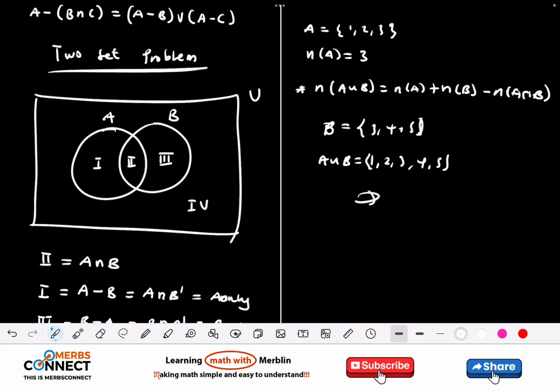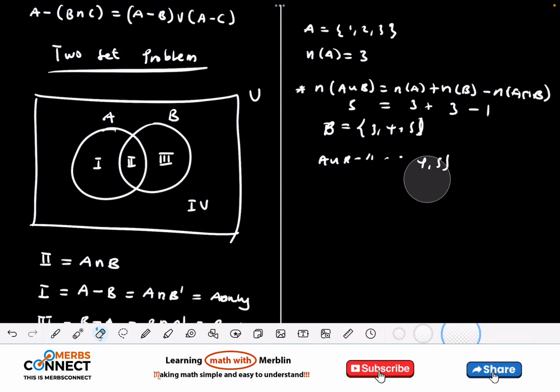Okay, let me just use it here. The number of A union B is 5, which is equal to the number of A, which is 3, plus the number of B, also 3, minus the number of A intersection B. Now you ask yourself, what is A intersection B? It is 3, because we have 3 here and 3 here. So 3 plus 3 is 6, and 6 minus 1 is going to give us 5, which is the same as that. So it means that this equation holds.